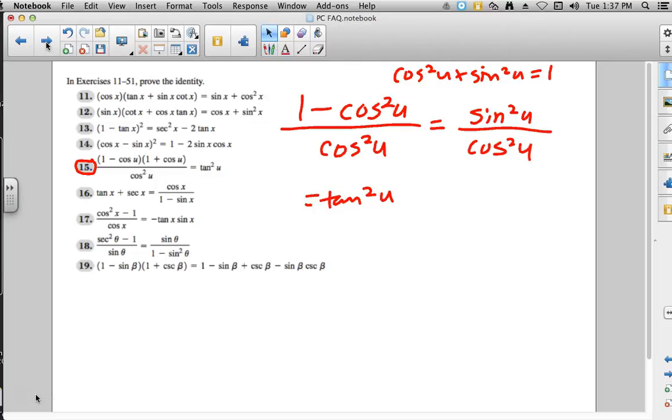So that one was all about simplifying the numerator by just multiplying. Whether or not you had to FOIL it or you remembered the pattern, it doesn't make any difference, as long as you can get that to the 1 minus cosine squared u and realize that that is a tweak on our Pythagorean identity.